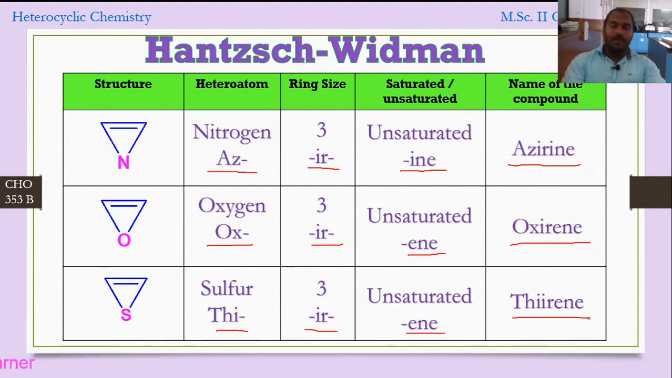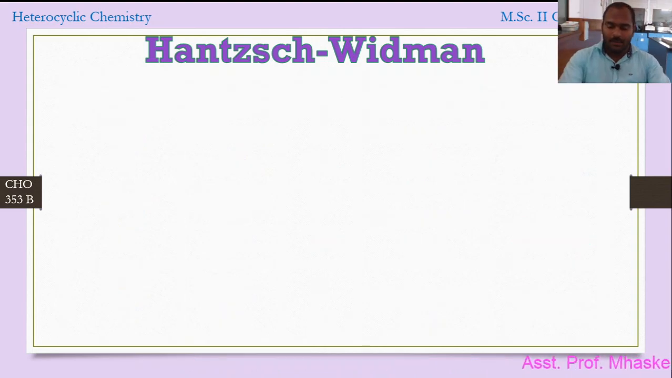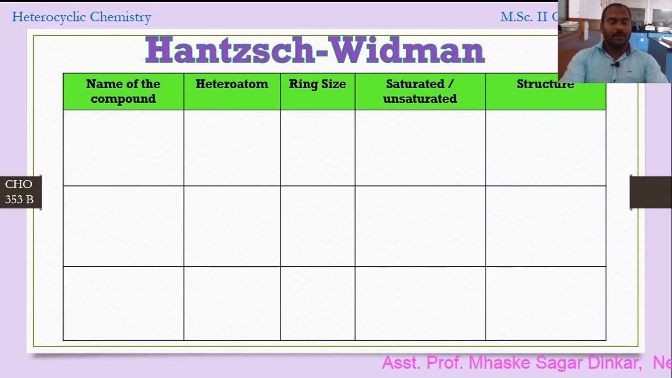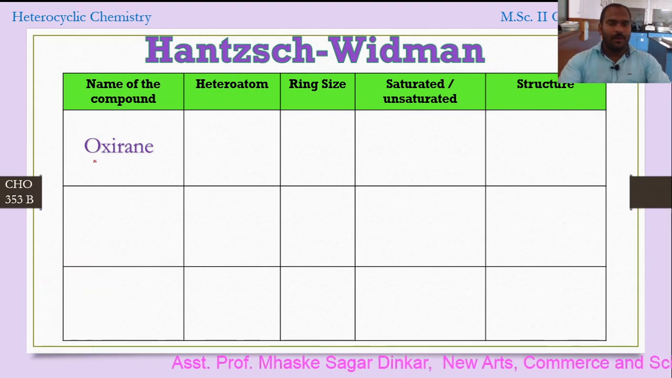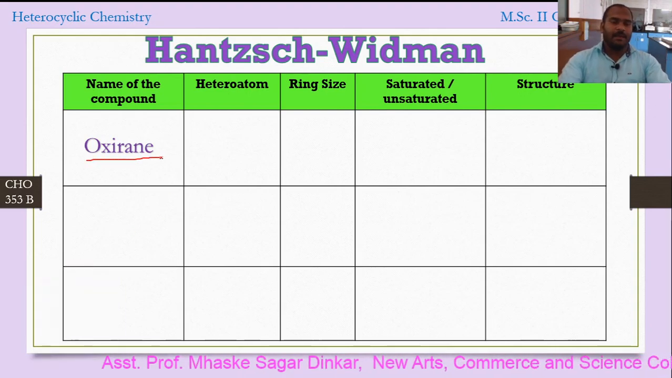Okay, so what are we now going to consider? We are now going to consider a backward process, that is, first the name of the compound and then we are going to find out its structure. So let's go in that manner for the compound structure determination. First we will have the name of the compound. What is the name of the compound? The name of the compound is oxirane, right?